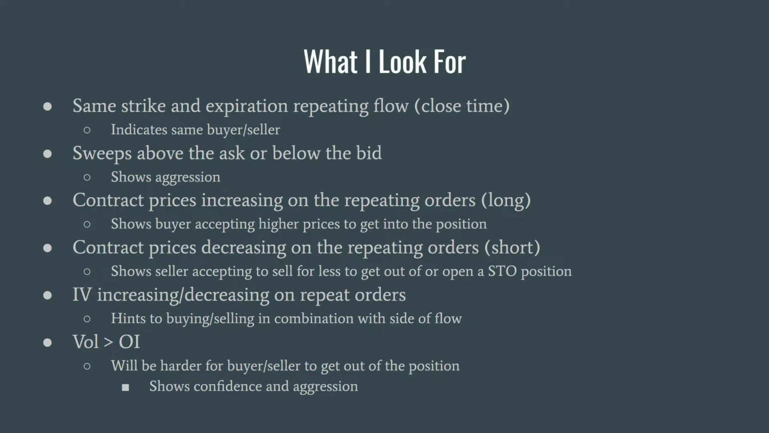And then contract prices decreasing on repeating orders for short positions. That's like we saw with the Apple bearish calls that were being sold to open. This shows that the sellers are accepting to sell for less to get out of or to open a sell to open position. IV increasing or decreasing on repeat orders. So IV increasing on the ask side flow, showing that the person is trying to get into the trade, or that IV is decreasing on repeat orders, showing that they are likely sold either to open or closing positions.